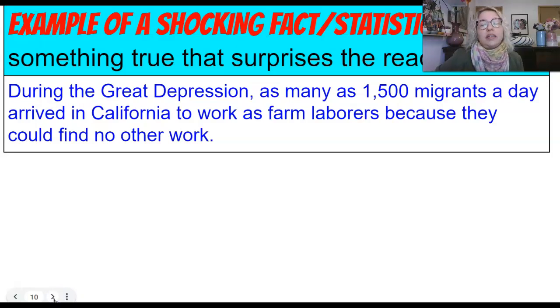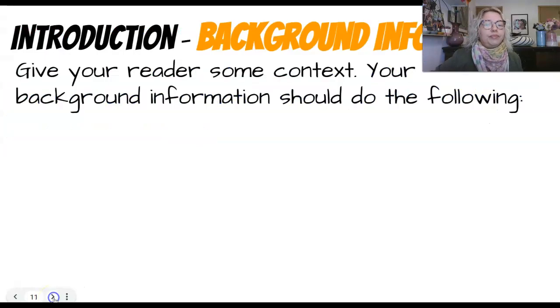Here's an example of a shocking fact or statistic that could work for this essay. During the Great Depression, as many as 1,500 migrants a day arrived in California to work as farm laborers because they could find no other work. So if my topic is going to be about George and Lenny as farm laborers or migrant workers, this might work really well. It directly relates to the topic at hand, and it's a true fact. Including a link would be my next step.